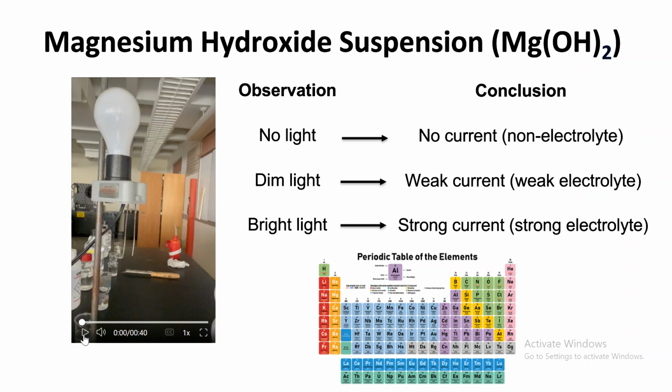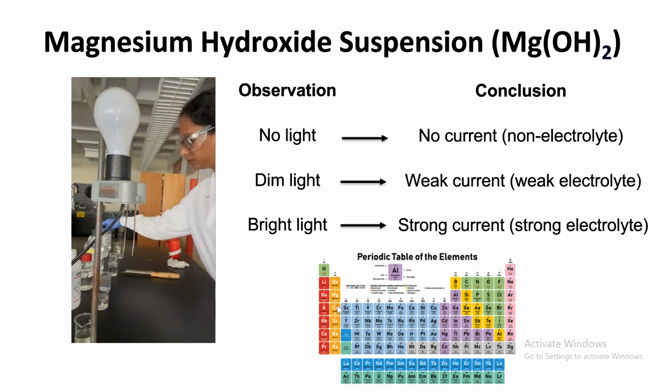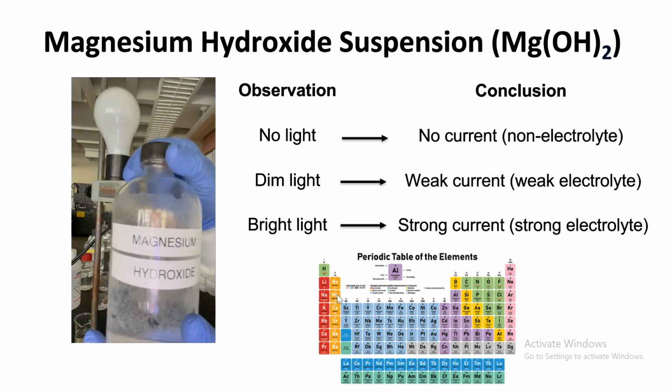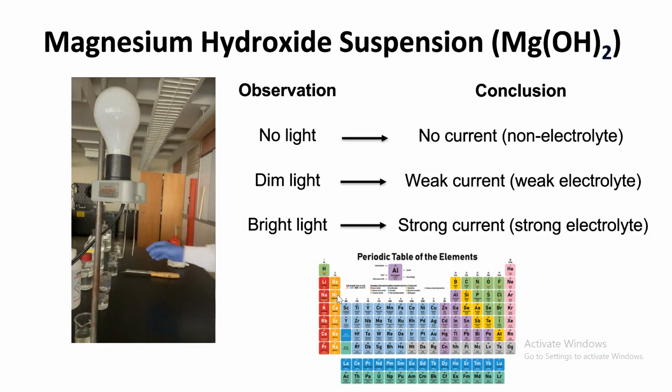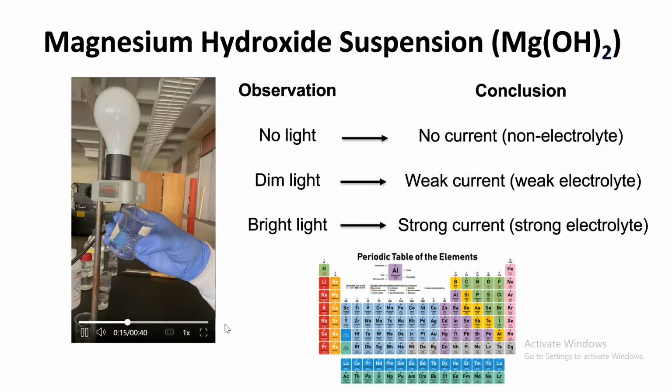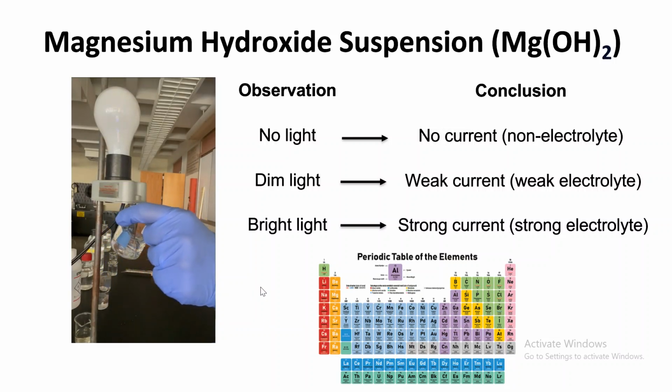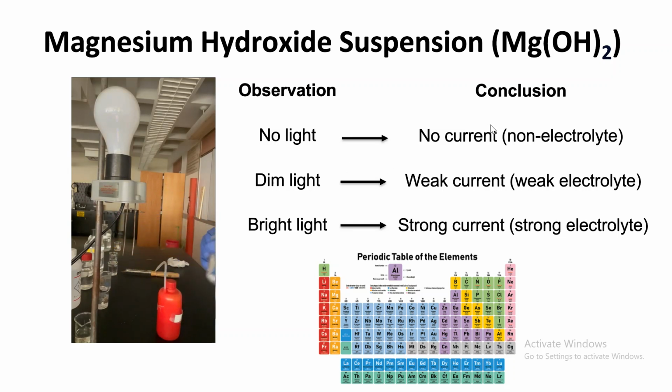Next up, we've got magnesium hydroxide. Let's see, when we test it with magnesium, what's going to happen? All right, we have a beaker now filled with magnesium hydroxide. Let's add it. And again, magnesium, group two metals, are not breaking apart. So we're going to say no light. Let's see, we're adding water. Nothing. No light, no current.